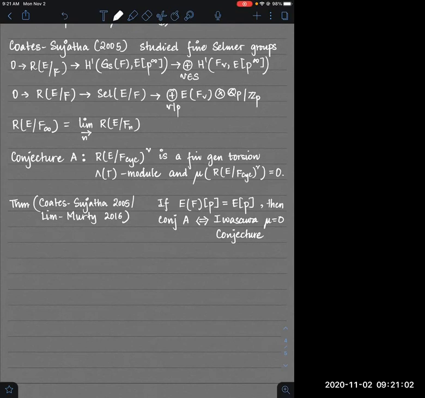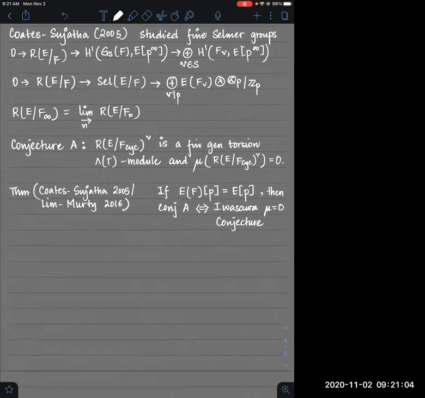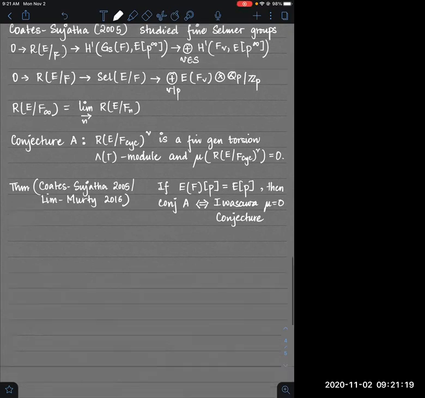And this is the reason. So even if things like Conjecture A do not seem very interesting to you, there is another reason why this Fine-Selmer group is very important in this whole theory, in Iwasawa theory. That's because of the Iwasawa main conjecture. So this is the last thing I'll talk about today.